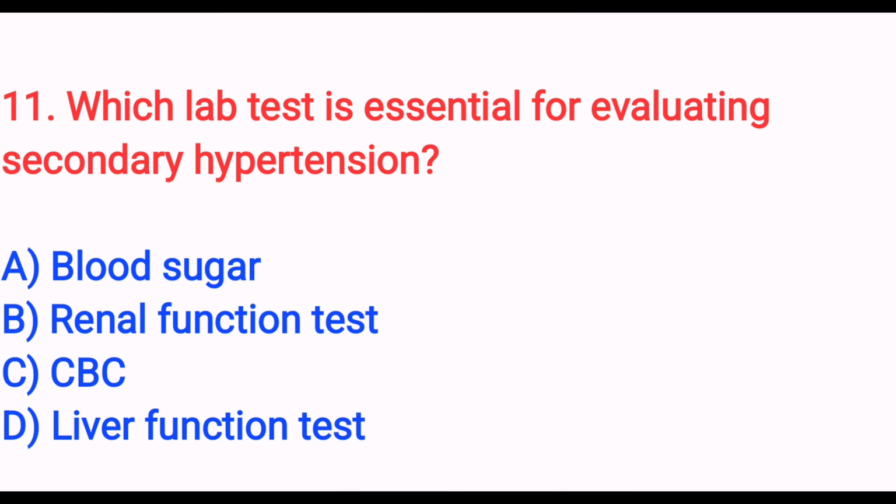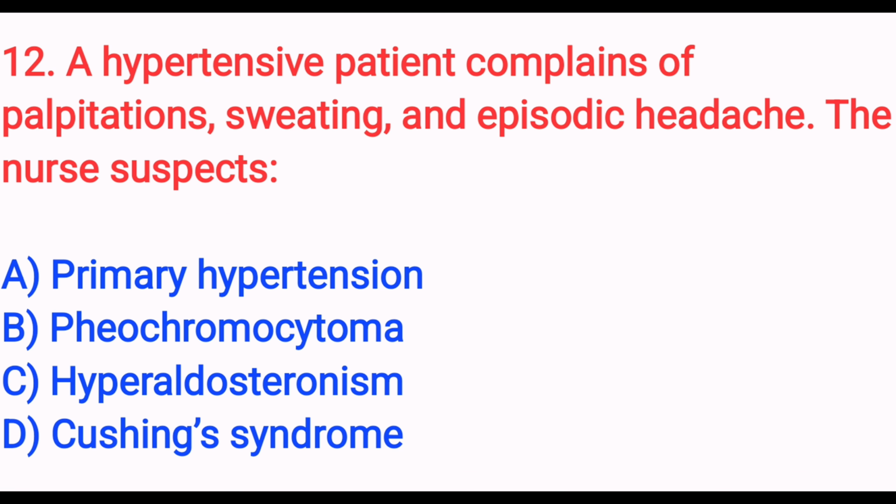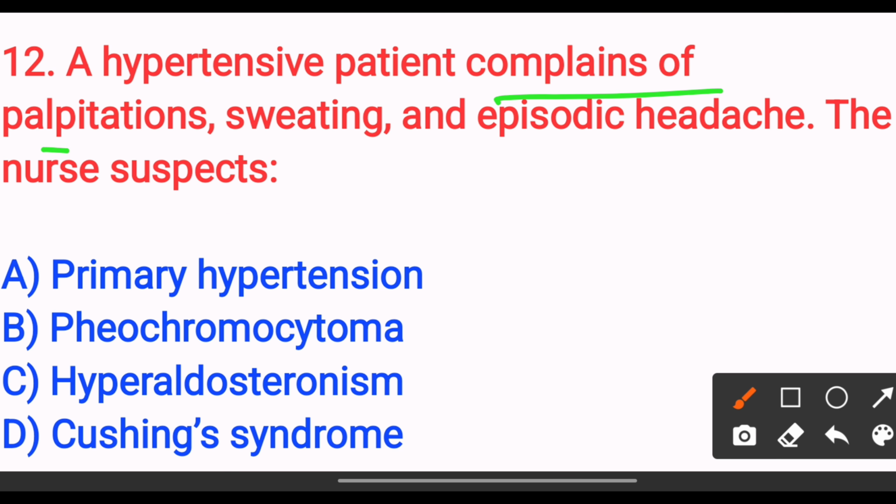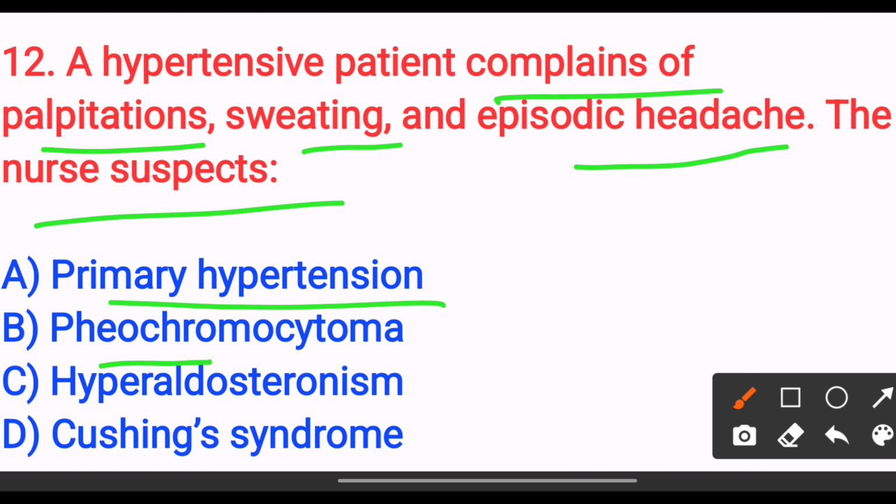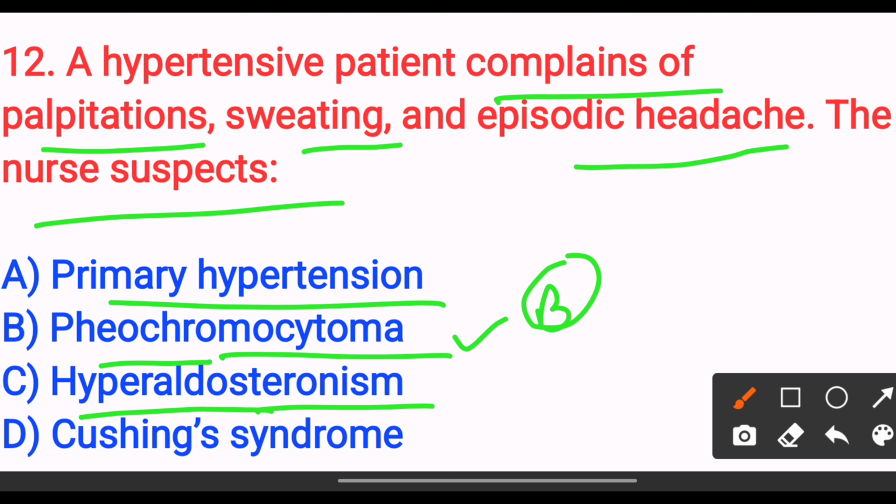Next, a hypertensive patient complains of palpitations, sweating and episodic headache. The nurse suspects: option A primary hypertension, option B pheochromocytoma, option C hyperaldosteronism, option D Cushing syndrome. The answer is option B, pheochromocytoma, because the classical triad of pheochromocytoma is episodic headache, sweating and palpitation. So the answer is option B.